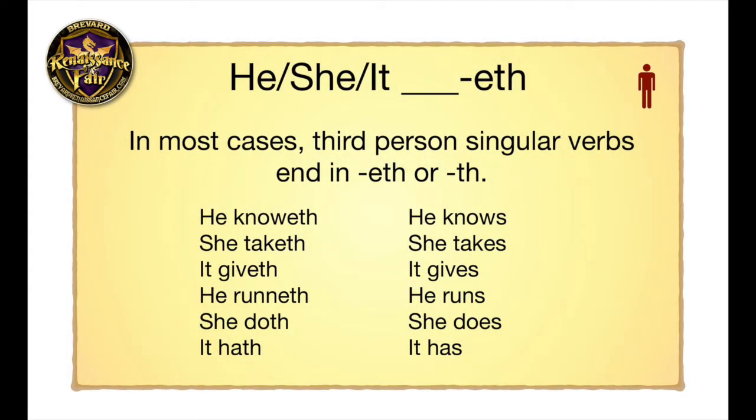He, she, it, eth. In most cases, third-person singular verbs end in eth or th. He knoweth means he knows. She taketh means she takes. It giveth, it gives. He runneth, he runs. She doth, she does. It hath, it has.